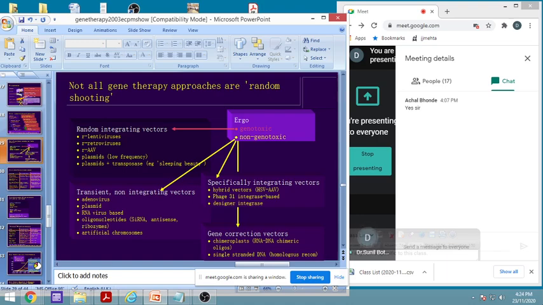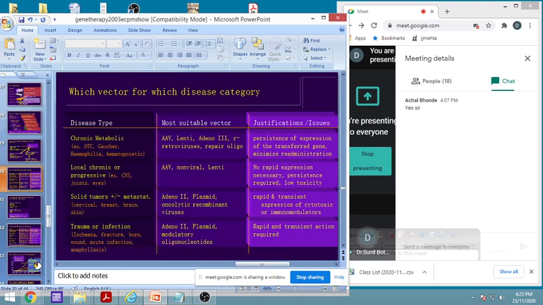Then there are transient, non-integrating vectors like adenoviruses, plasmids, RNA viruses, oligonucleotides, and artificial chromosomes. There are also some specifically integrative vectors like hybrid vectors and integrase-based designer integrases. Gene correction vectors are there, like chimeraplast and single-stranded DNA. So these are a variety of ways which can be either genotoxic or not genotoxic, and they can be used in various treatments.